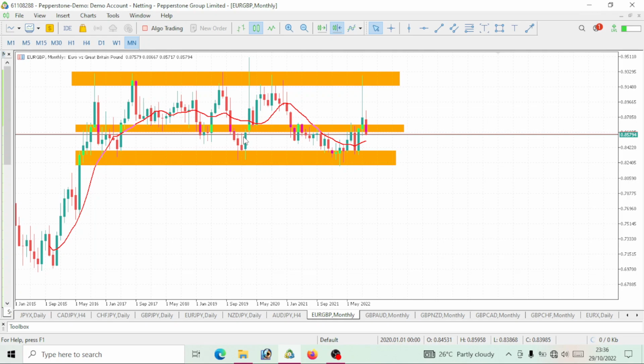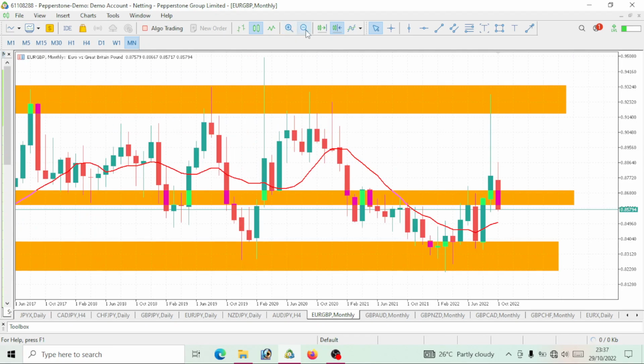So, first we have is our Euro GBP. I want us to actually start from the higher time frame, which is the monthly time frame. So first of all, what is the trend of this movement? It is exactly what we would want to know.